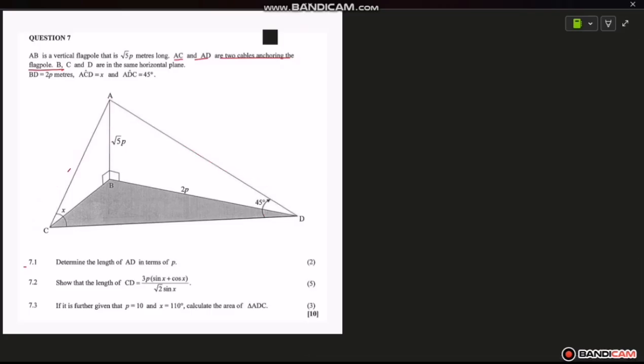And C and D are in the same horizontal plane. BD is 2p meters. Angle C equals X and angle D equals 45. Okay, so the entire D here is 45, as you can see. It's not just that 45 is only on the white triangle, but even the X is also the value of C entirely. It's not like 45 is only this part, but it covers the entire D, the gray spot and the white.